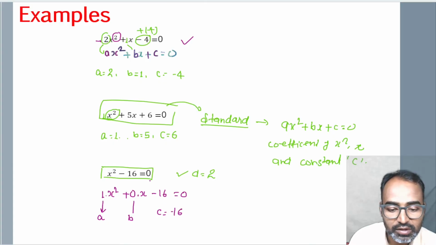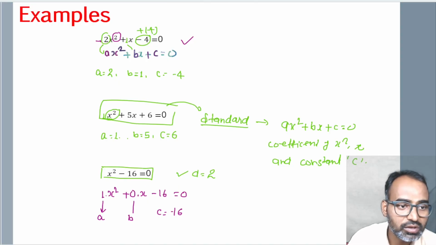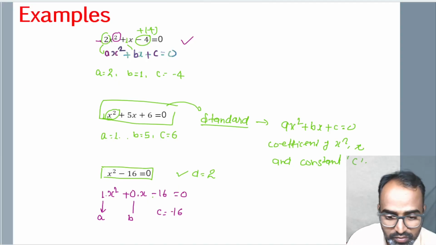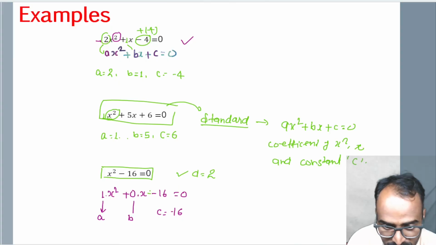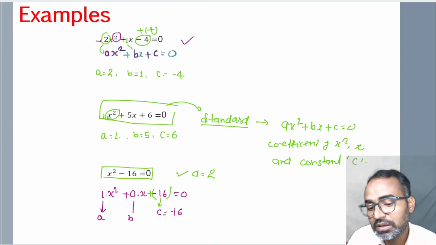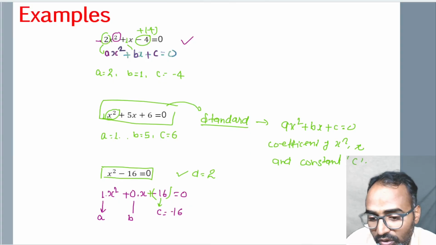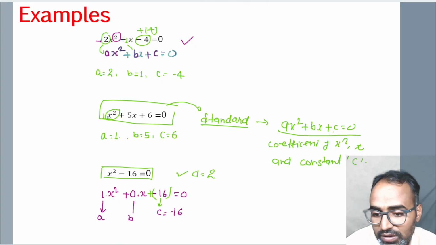Right? Here, I just want to elaborate this one. We can write like this, plus in bracket minus 16, and it would be the value of c, because in standard form it is ax square plus bx plus c, na?